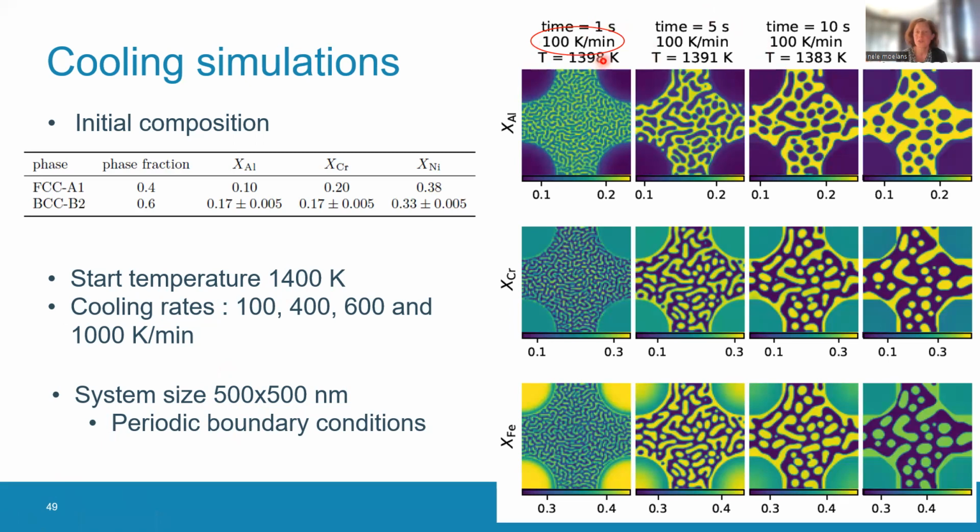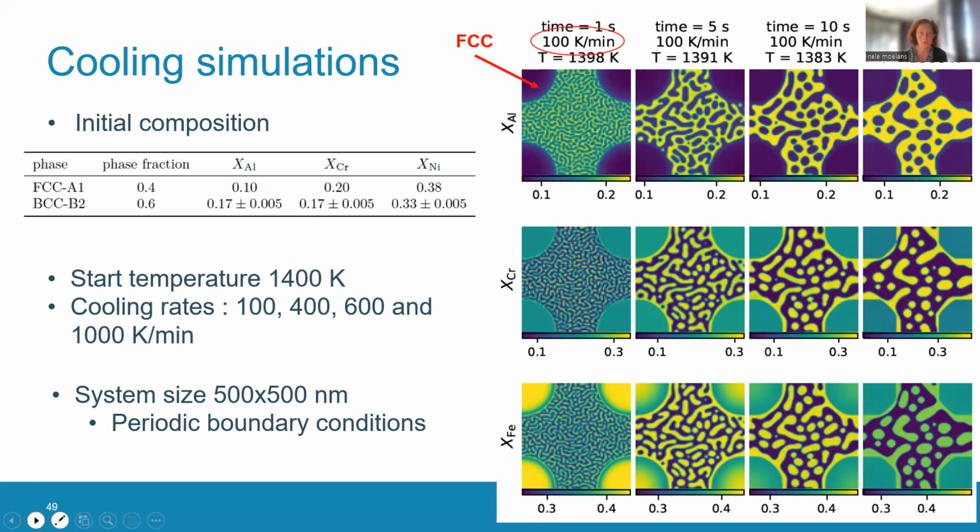So for example, for a cooling rate of 100 Kelvin per minute, these are the microstructures that you get. The composition variables, the mole fractions, are plotted using color. And then we see in the corner the FCC phase, which grows in time, and the BCC phase decomposes, and it also coarsens in time.